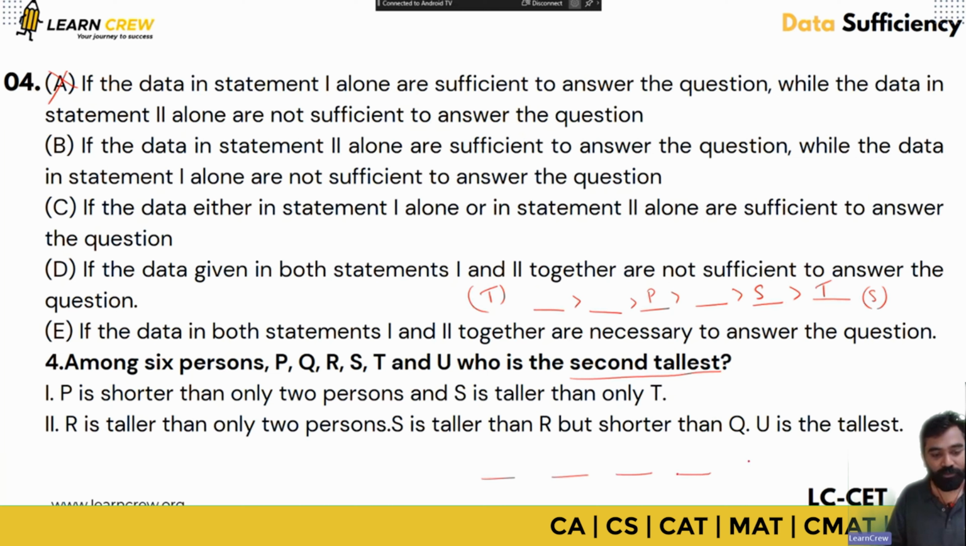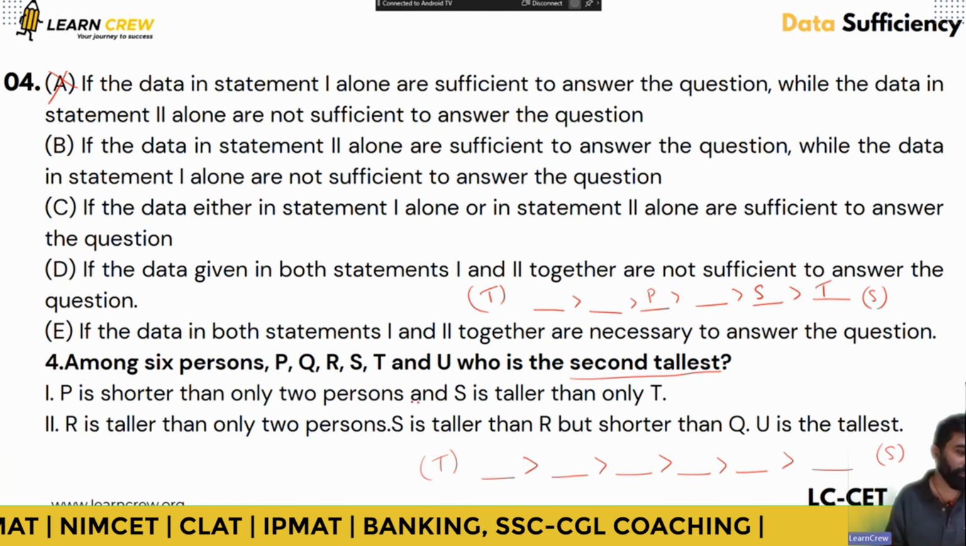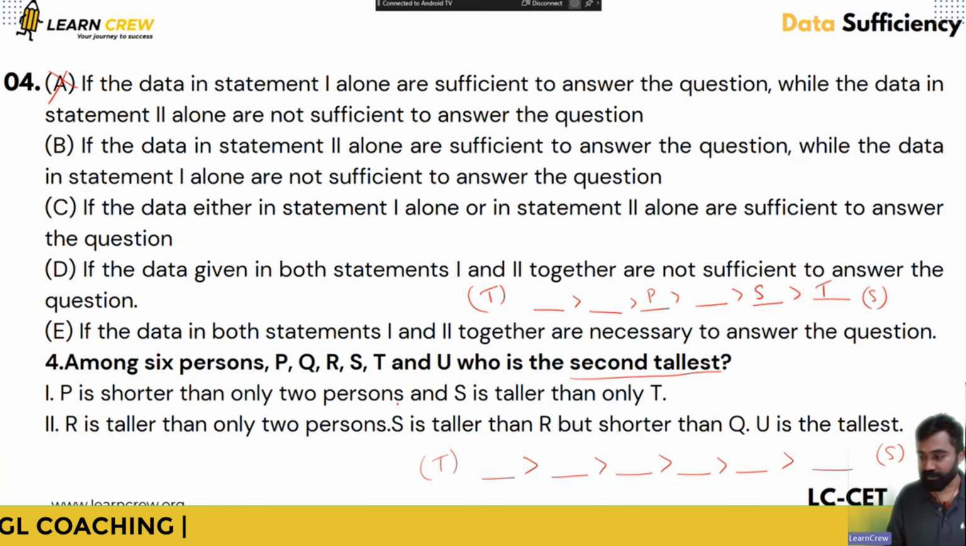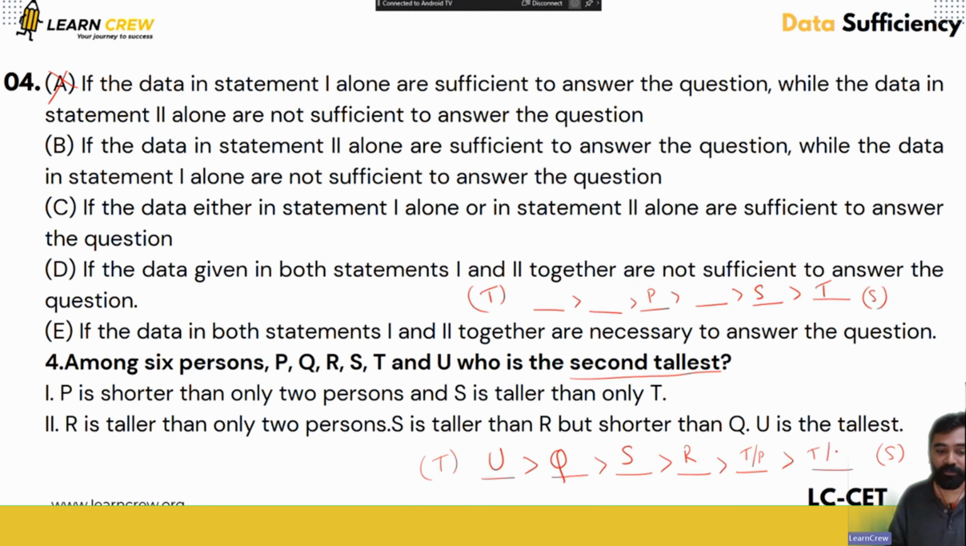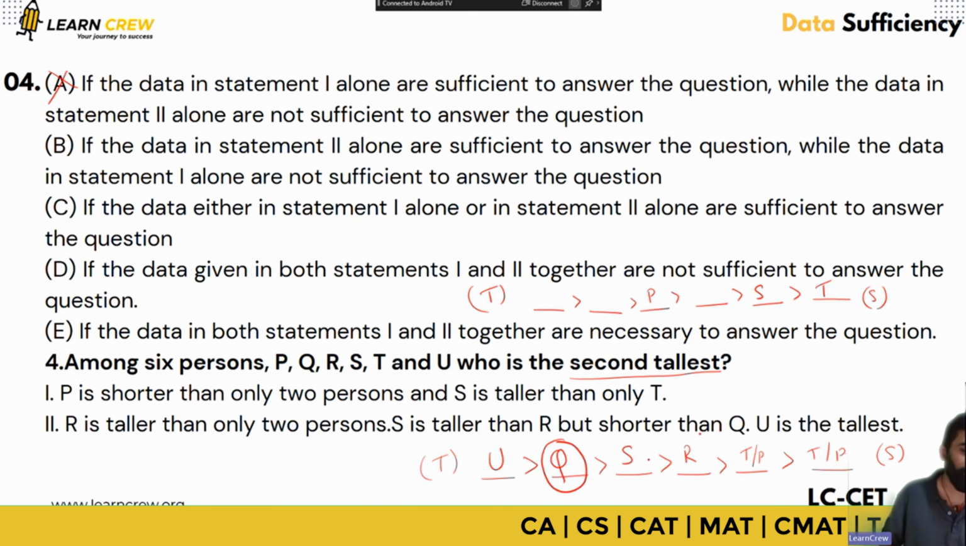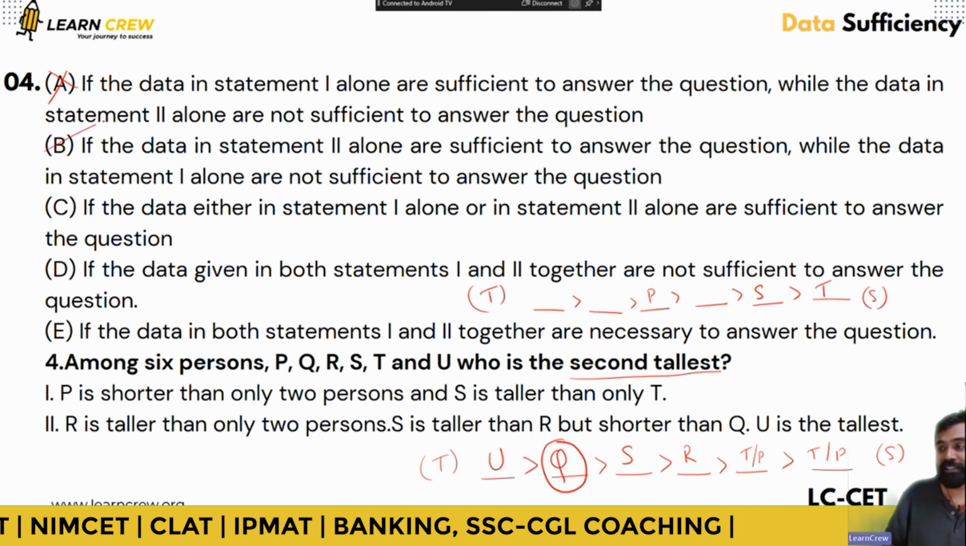Fine. Next, let us see the next option. 1, 2, 3, 4, 5, 6, tallest. R is taller than only 2 persons. S is taller than R, but shorter than Q. U is the tallest. So who is left out? P and T, T or P. So statement 2 alone is enough for us to answer the given question. Now you cannot tell option number D and all. So statement 2 alone is necessary to answer the given question.